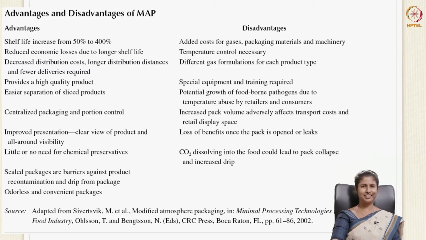What about the disadvantages? As we mentioned, it's got additional costs. Any value add, cost will naturally increase. So it has added costs for the gases, the packaging machine, the packaging material that you need to add. Temperature control is important. Another one is special equipment is required, and you need trained personnel to handle these kind of packaging. Another problem that we haven't discussed till now is the carbon dioxide that you have in your package can dissolve in the water in the food, and finally that creates a vacuum and creates a collapse in the package, which is another disadvantage of MAP packaging.